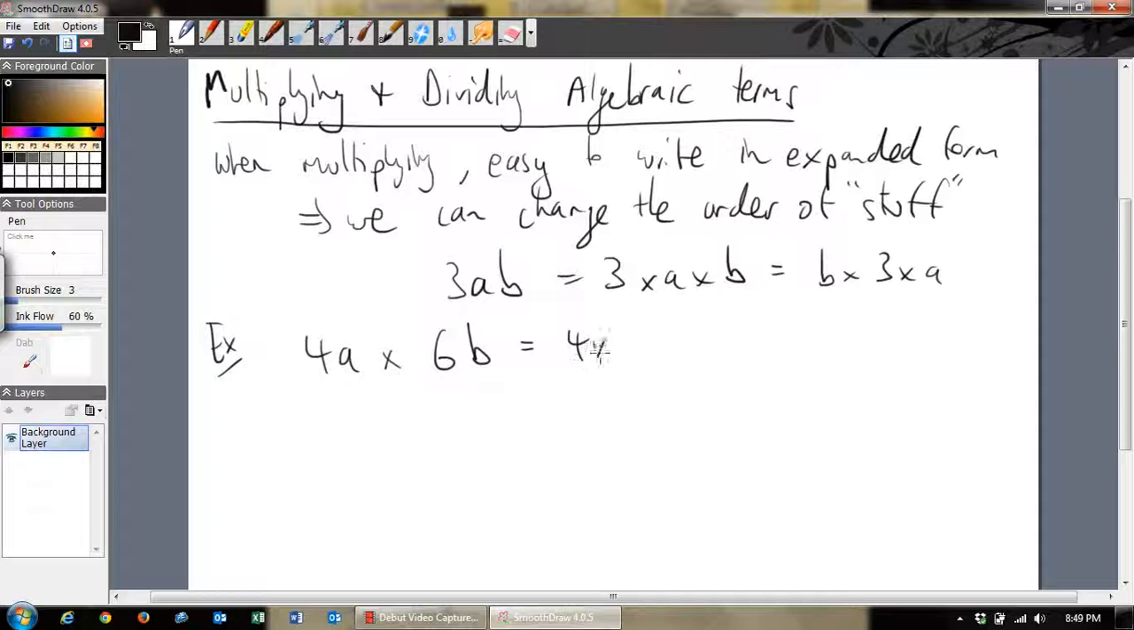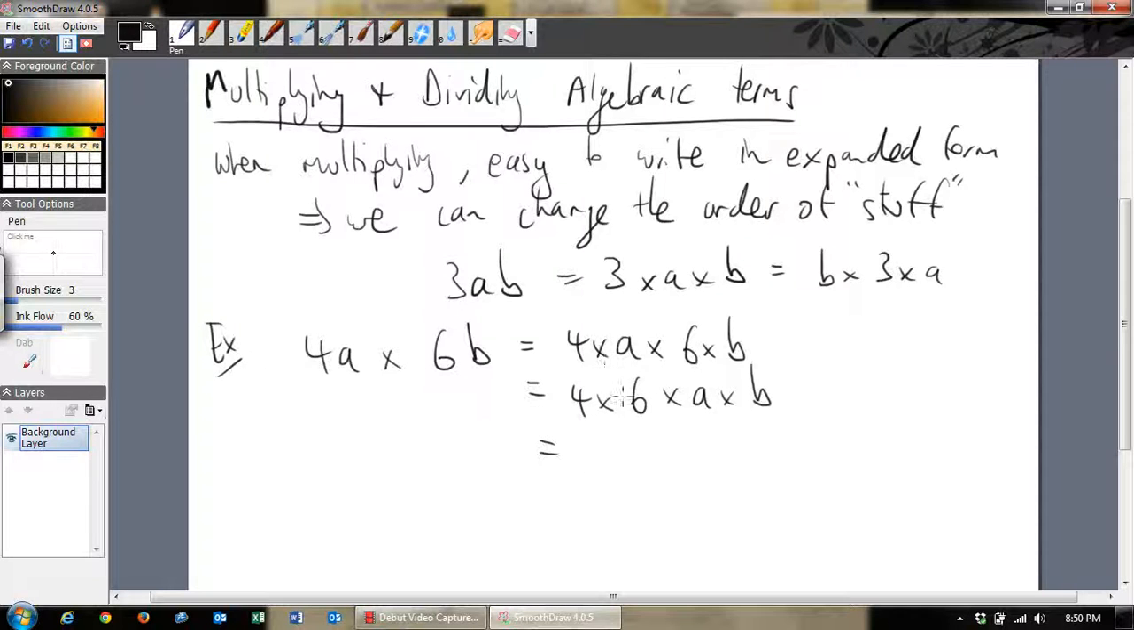Let's write this in expanded form. 4a means 4 times a. So 4 times a times 6 times b. Okay, 6b means 6 times b. Now, what did I say? So I've written in expanded form. Let's change the order. In other words, let's put the stuff that we can multiply together. So we'll put all the numbers out the front. So we're going to have that as 4 times 6 and then times a times b.